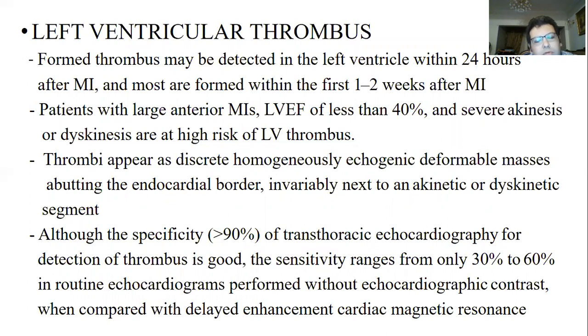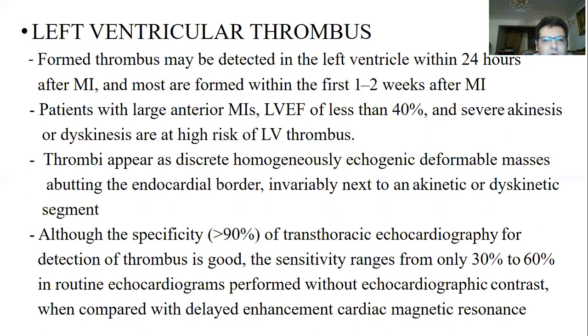Another consequence of chronic ischemic heart disease is left ventricular thrombus. Thrombus may be detected in the left ventricle within 24 hours after MI, and most are formed within the first 1 to 2 weeks after MI. Patients with large anterior MI, left ventricular ejection fraction less than 40%, and severe akinesis or dyskinesis are at high risk of left ventricular thrombus.